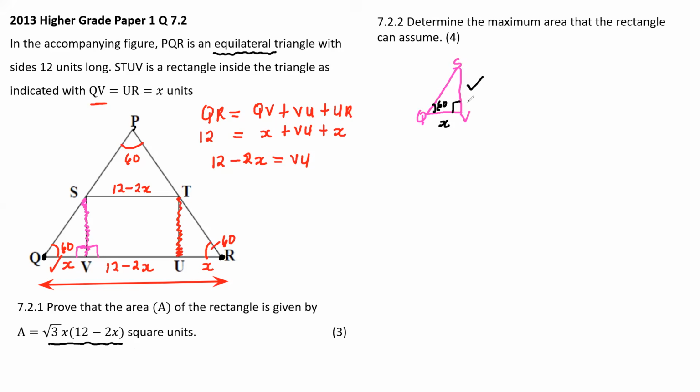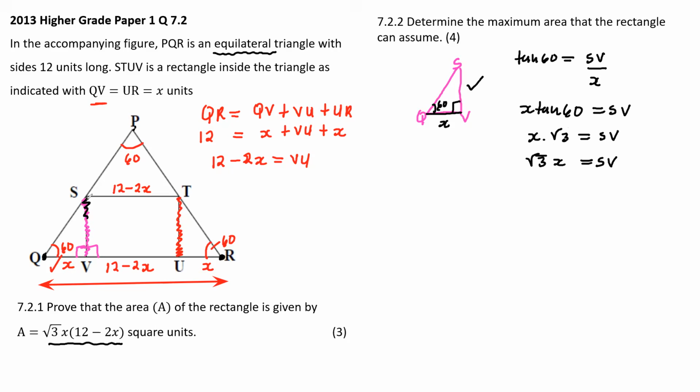This is my opposite side. QV becomes my adjacent side. 90 degrees is a right-angled triangle. Tan 60 is opposite, which is SV, over adjacent, which is X. Then X tan 60 is equal to SV. Tan 60 special angle is root of 3. So that's x times root of 3, which is equal to SV, or you can say root of 3x is SV. So now I have SV.